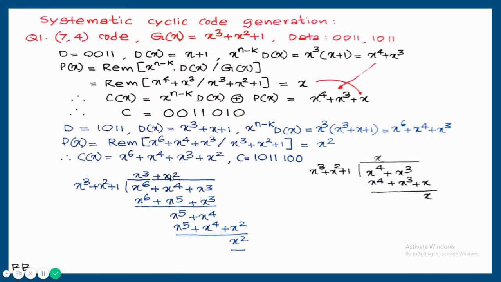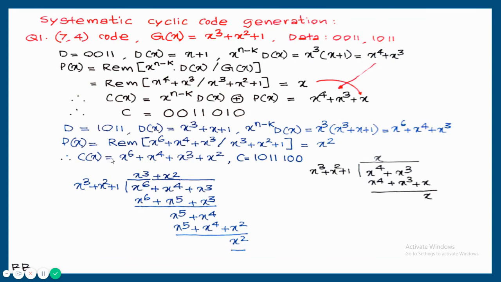Next quotient will be x square into x cube. It will be x raised to 5, then x raised to 4 plus x square. Again do the addition, the remainder is x square. When the remainder degree is less than 3, then we'll stop the division. Otherwise that division should be continued. The remainder degree should be less than the degree of the denominator. The degree of the denominator is equal to 3. So we can stop the division only when you are getting the remainder degree 2 or less than 2. Now the remainder is x square.